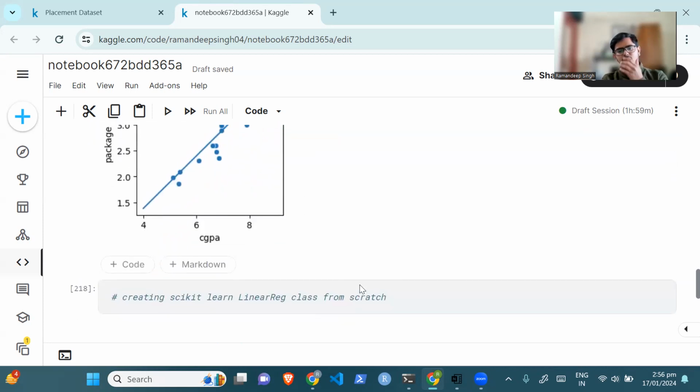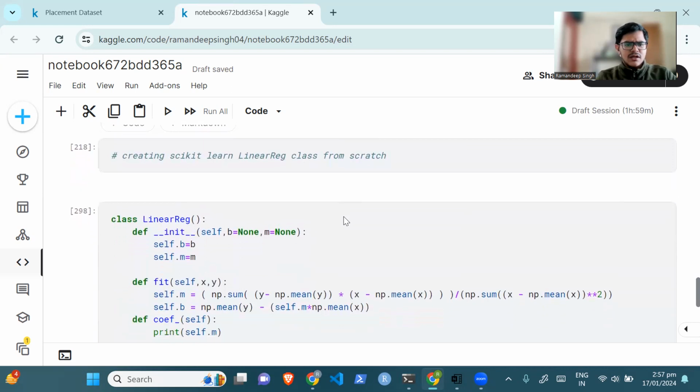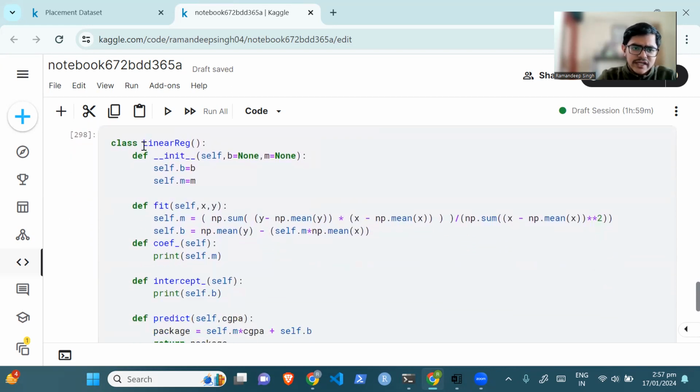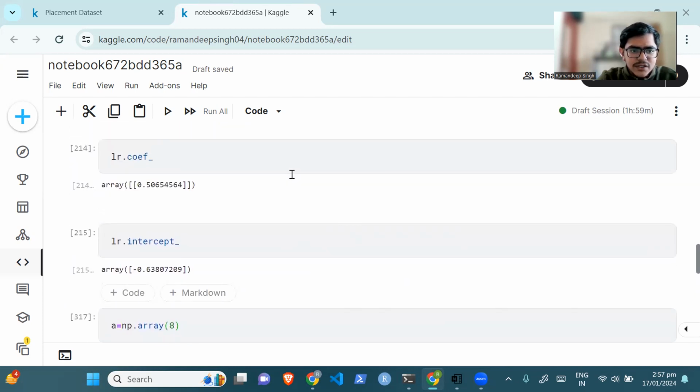Now we are going to build this linear regression class from scratch. This model will be for only one input column and one target column, that is, simple linear regression. So let's continue. I have created a class called LinearReg, and I have set the values of b and m to None. When I fit my linear regression model, you will see here I am passing two things.